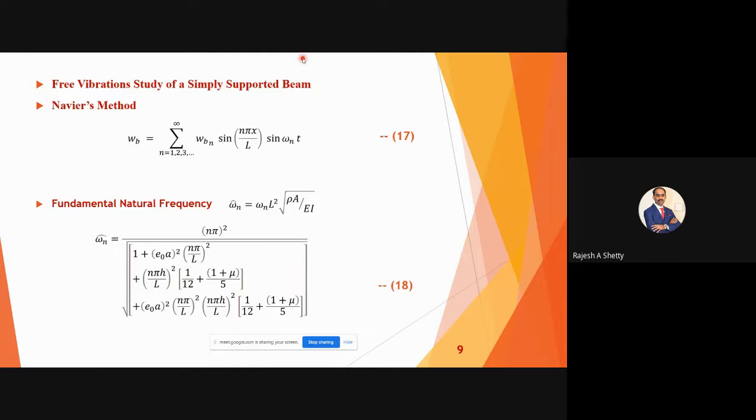So next we have done the free vibration analysis for the case of a simply supported beam. In this case, we have used Navier's method. And next we have equation 18. Using equation 18, we can calculate the fundamental frequencies for the given beam.